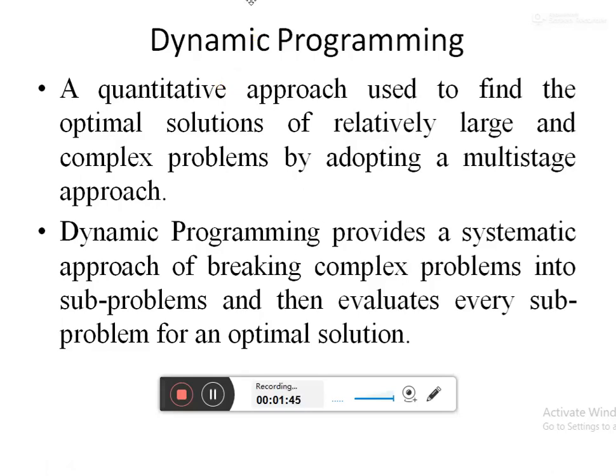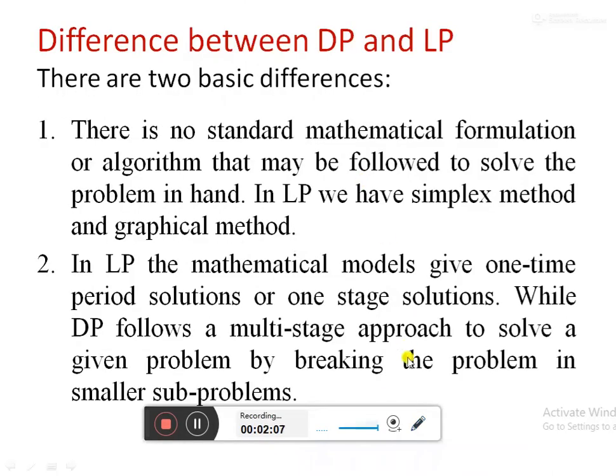A problem may be called complex if it is not possible to solve the problem in one stage or in one step. So in dynamic programming, we shall discuss the problems which would be solved at multiple stages, or by using a multiple-stage decision making approach. But before doing that, we must understand the differences between dynamic programming and linear programming.